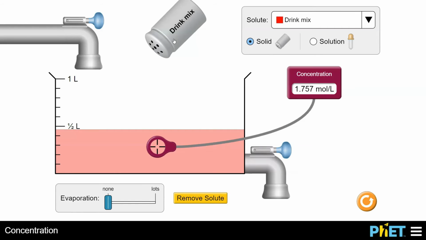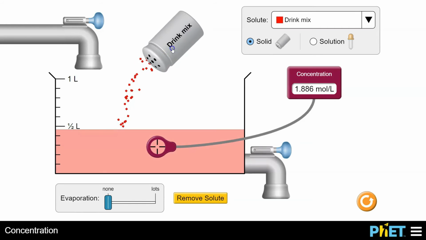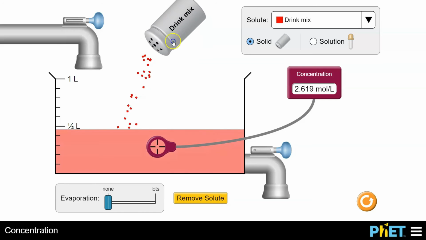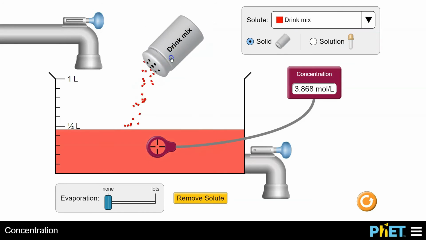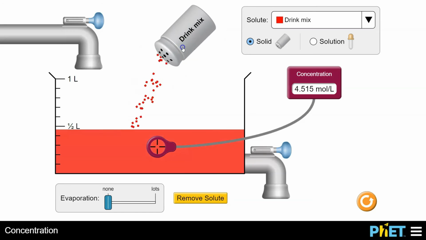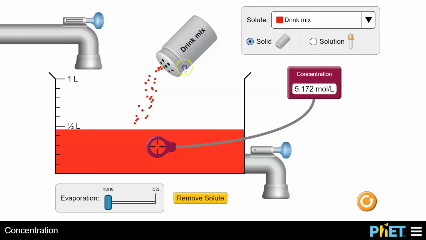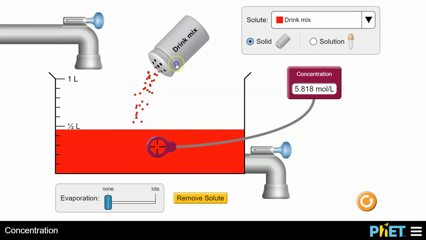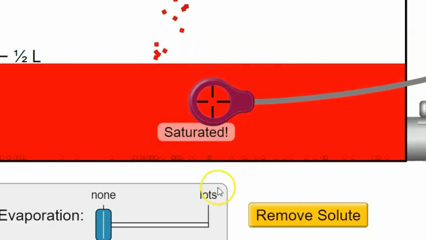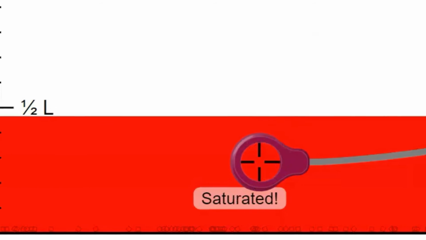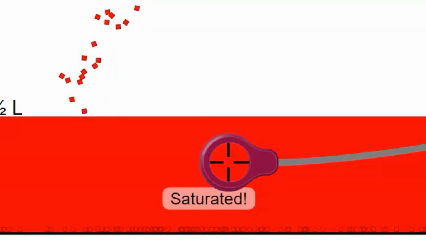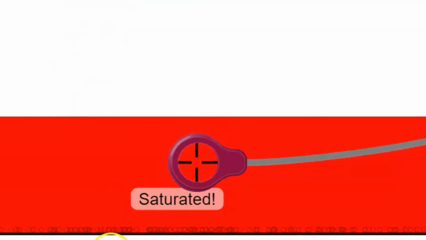Now, the next thing we want to learn about is if I keep adding the drink mix, eventually something happens. So I'm going to keep on adding, keep on adding, and then eventually, notice it says saturated. So what does this mean? Notice there's these particles at the bottom.